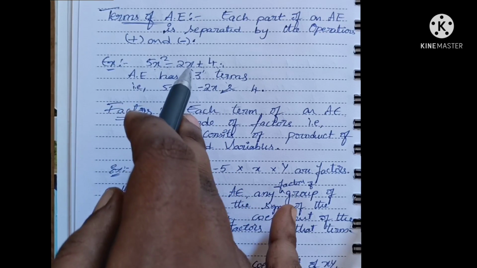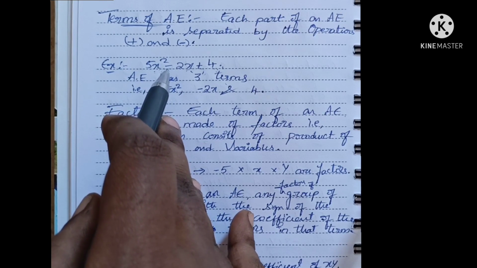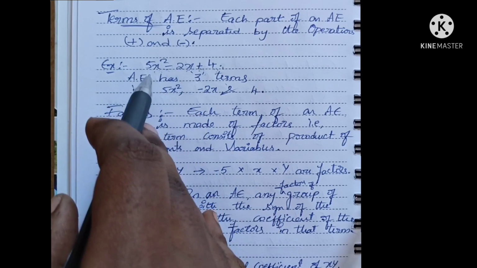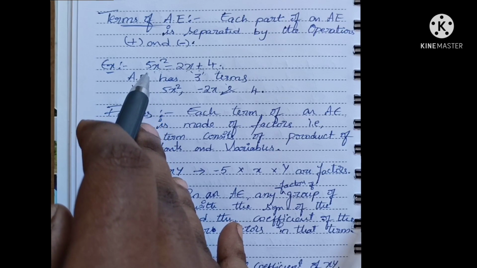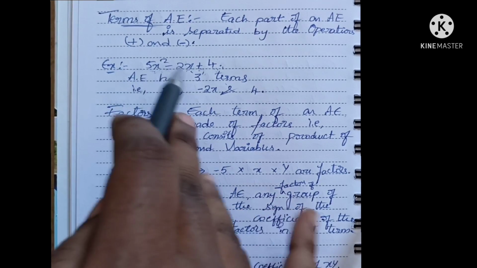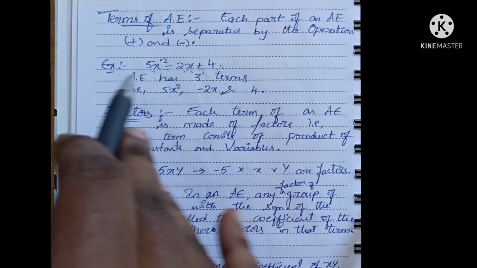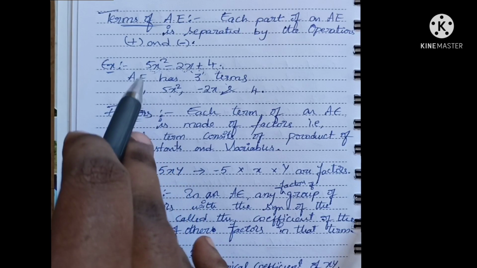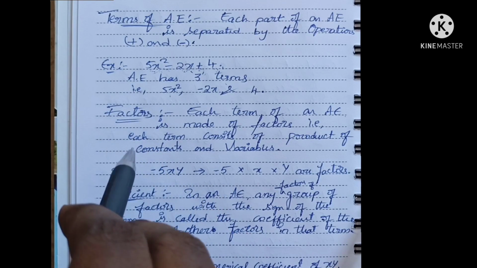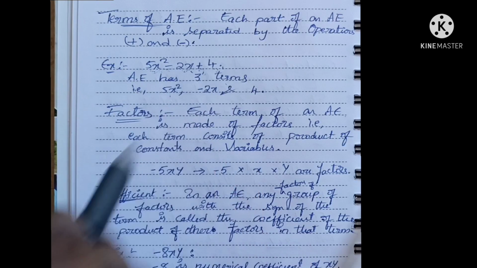Those are 5x square, 2x and 4. What are the operations we have used here? Minus and plus. And the only variable we have in this AE is x. These two are the variable terms and this is a constant term. So you have understood what a term, a constant and a variable are. Fine. So in this expression we have only three terms.